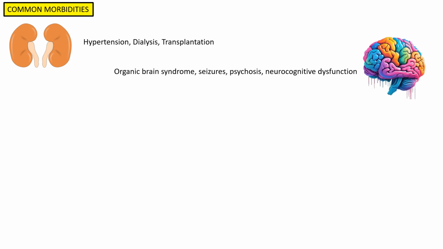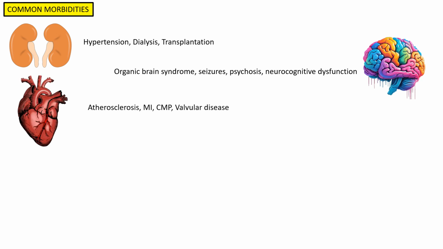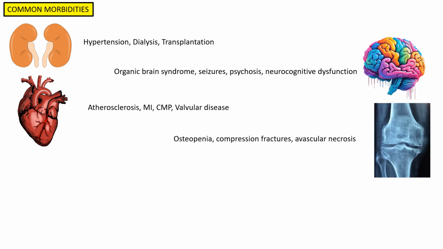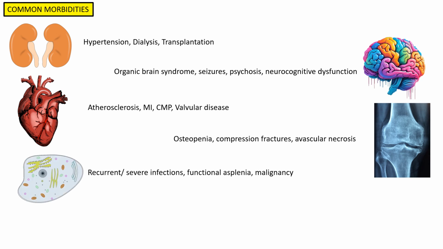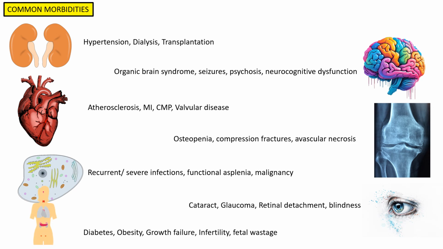Common morbidities associated are renal, like hypertension, requirement of regular dialysis and transplantation; CNS, like organic brain syndrome, seizures, psychosis, and neurocognitive dysfunction; cardiovascular, like atherosclerosis, myocardial infarction, cardiomyopathy, and valvular disease; musculoskeletal, like osteopenia, compression fractures, avascular necrosis; immunological, like recurrent or severe infections, functional asplenia, and malignancy; ophthalmological, like cataract, glaucoma, retinal detachment, and blindness; and endocrinological, like diabetes, obesity, growth failure, infertility, and fetal wastage.